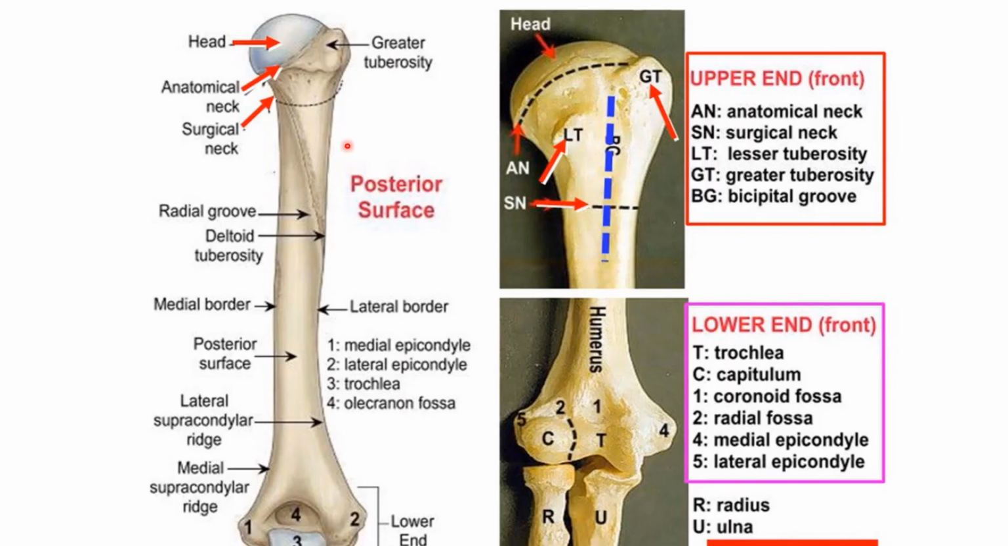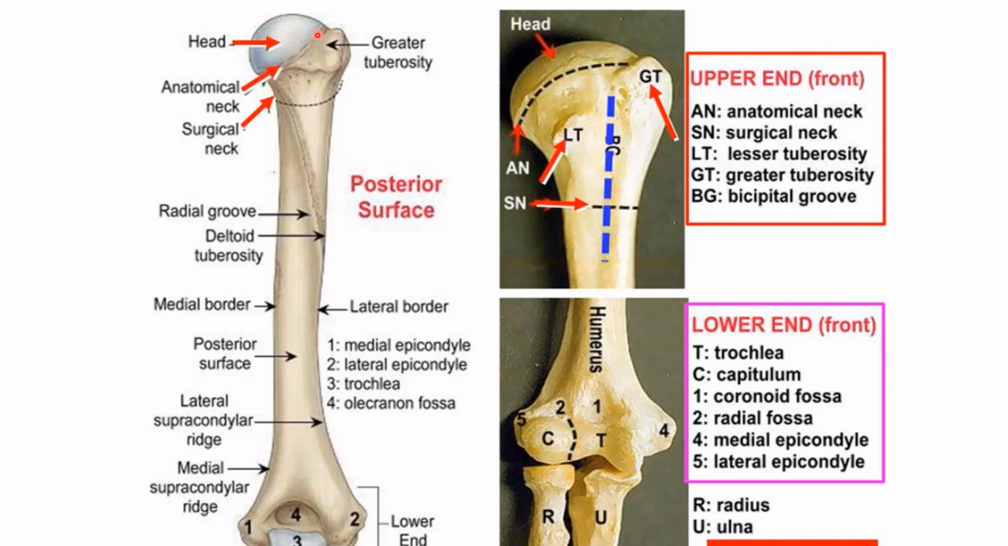Again, this is the humerus. This is the upper end, this is the lower end, this is the shaft. Looking at the upper end, this is the head of the humerus, which articulates with the glenoid cavity to form the shoulder joint, which is a ball and socket synovial joint. There's a constriction beyond the head called the anatomical neck. You can see it here too, the anatomical neck.